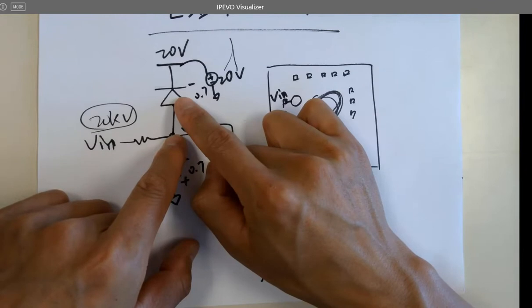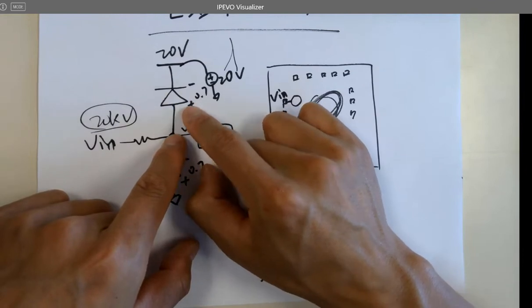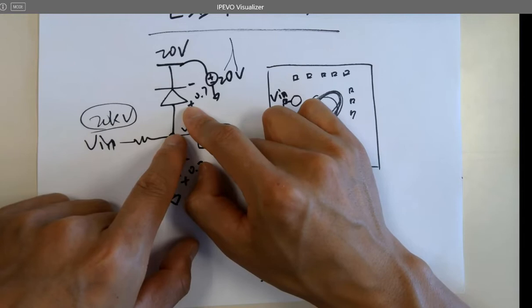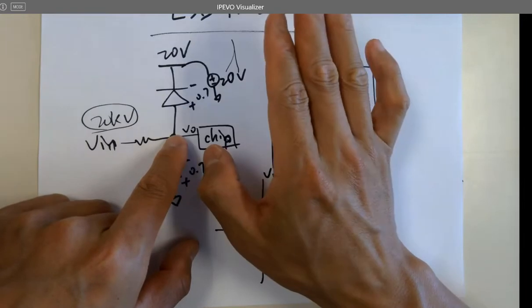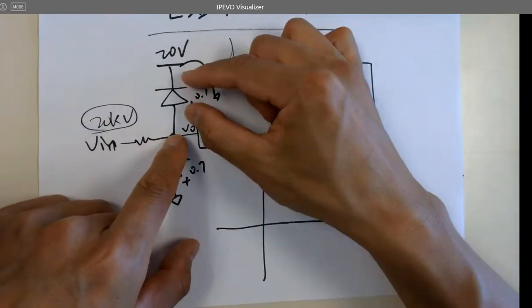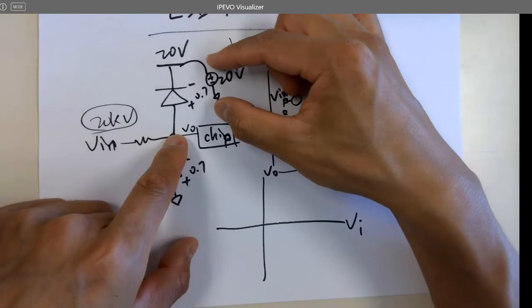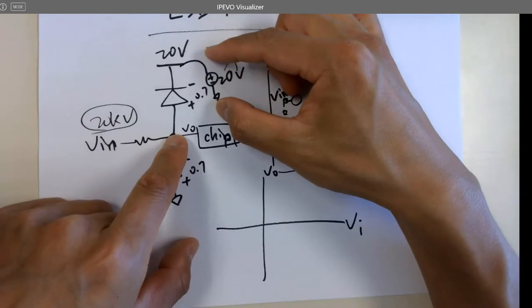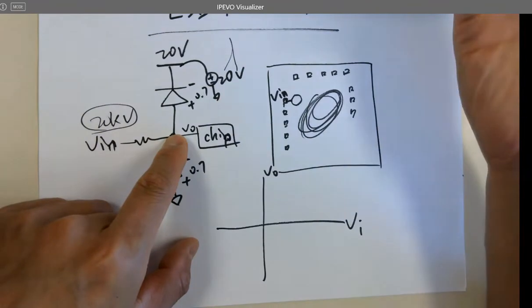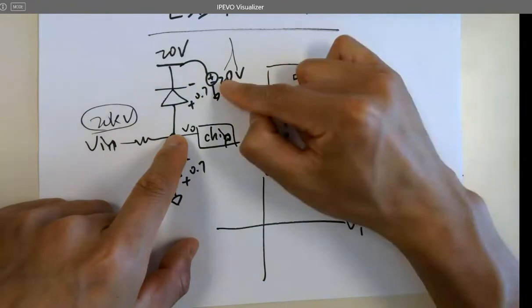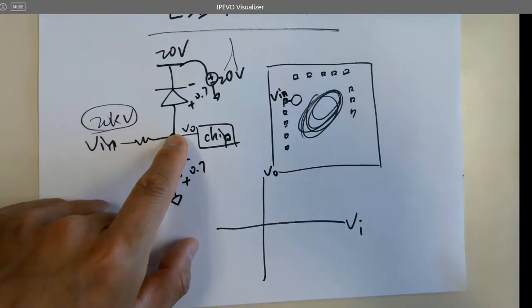Why is that? Remember, the diode is going to clamp it at 0.7 volts, right? Period. It's always 0.7 volts. What about the voltage source? Why is it called a voltage source? Is that changeable? If you don't change it, no, it's just 20 volts, right? It's permanently 20 volts. You couldn't change it.